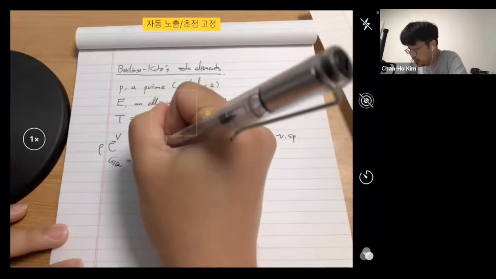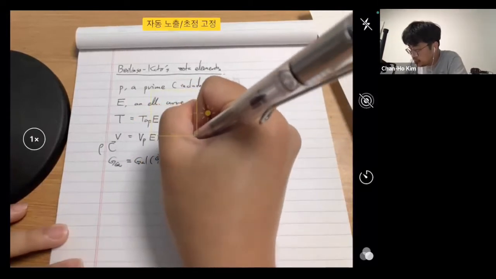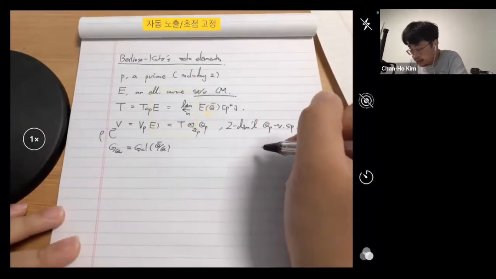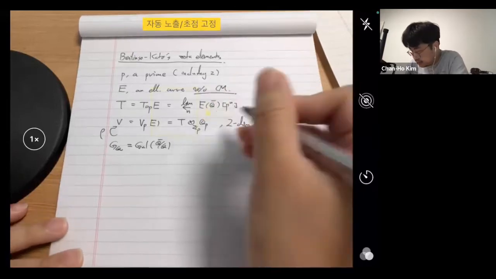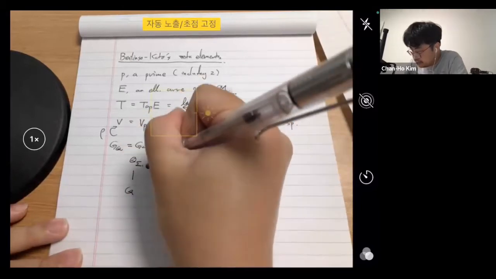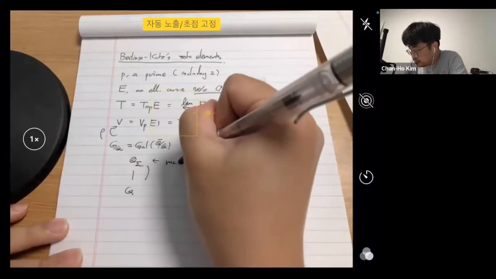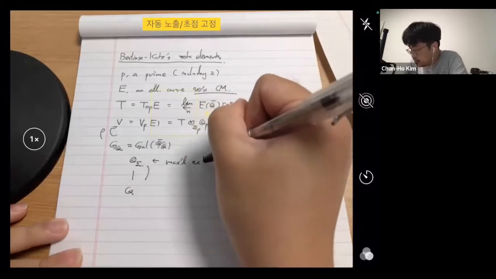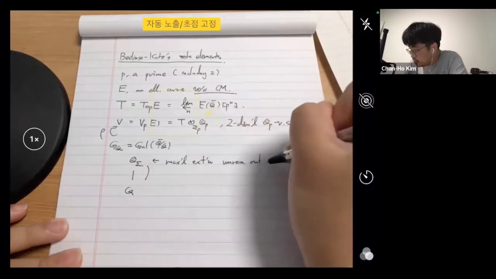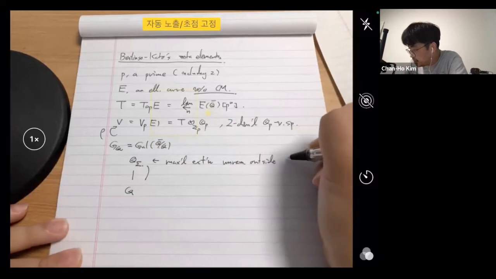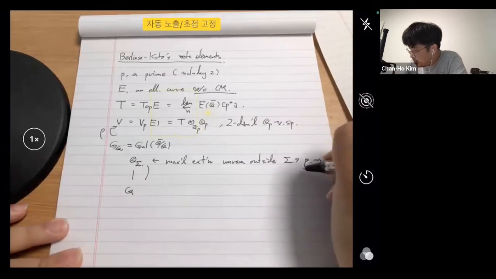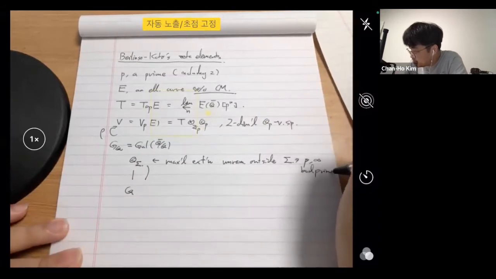So G_Q is the absolute Galois group. And indeed, it factors through a small extension. Q_Sigma is the maximal extension unramified outside a set of primes Sigma, which contains P and infinity and all bad primes. It's a finite set.